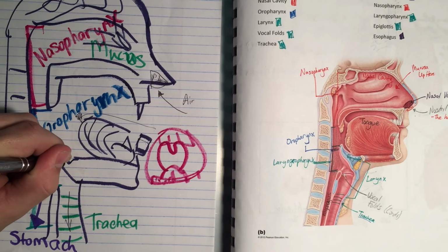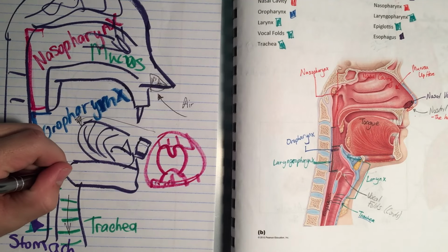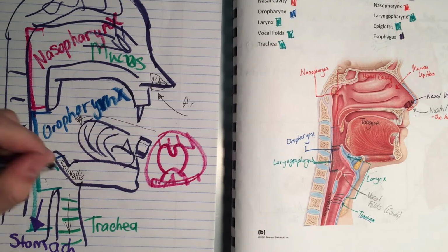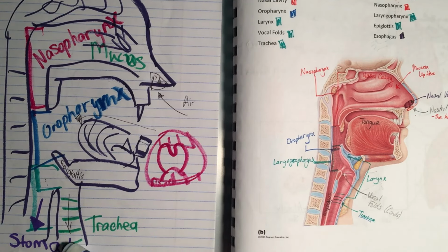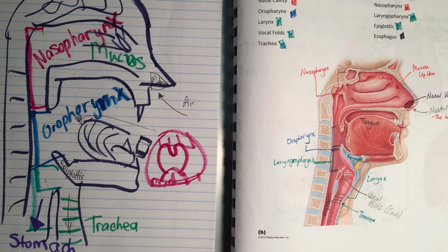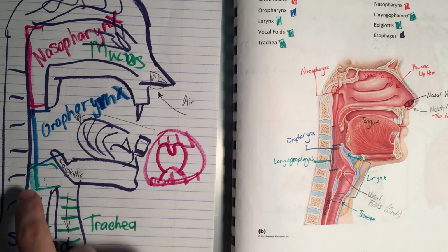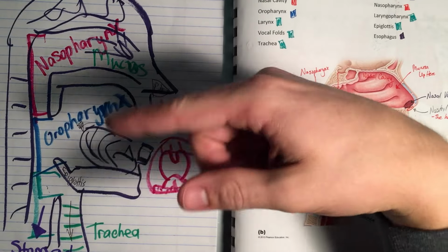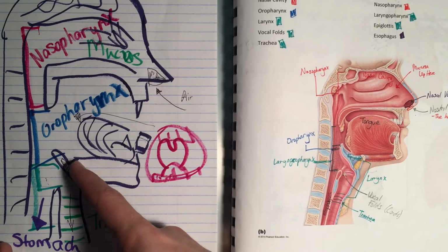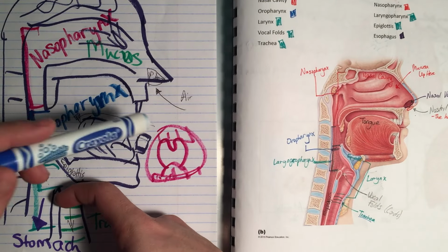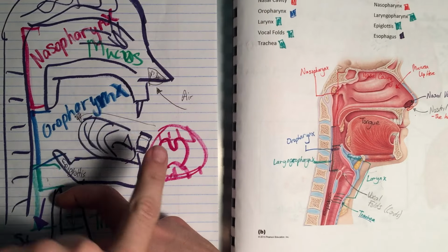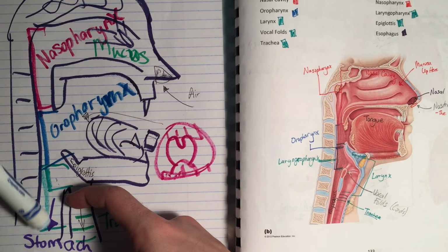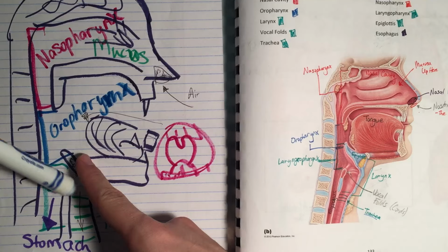And so the epiglottis is, when you swallow, it decides what tube it goes down. The front tube is always your trachea, which leads to the lungs. And then the back tube is the esophagus, which goes to the stomach. And so the epiglottis will literally flap shut to let the food come down and through there, instead of air.